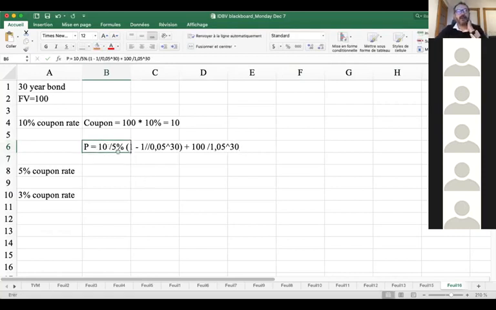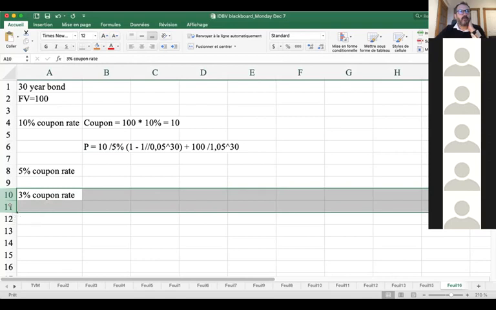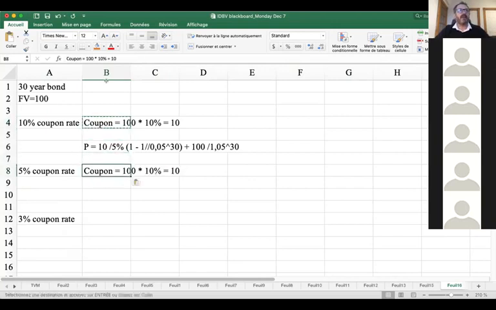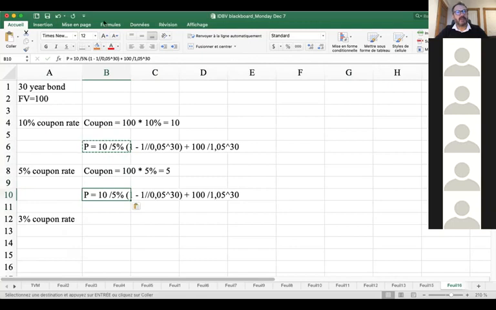So coupon of 10 for 30 years and the face value. If the coupon rate is 5%, it means that the coupon will be 5% here. So it's going to be 5, right? And so the formula will be exactly the same, except that it's going to be 5 instead of 10.